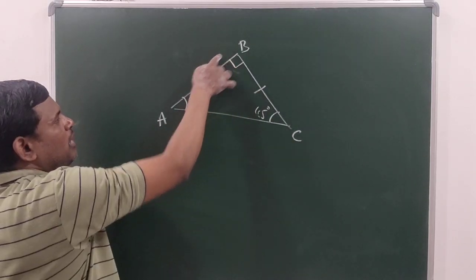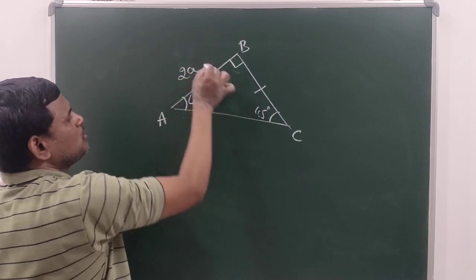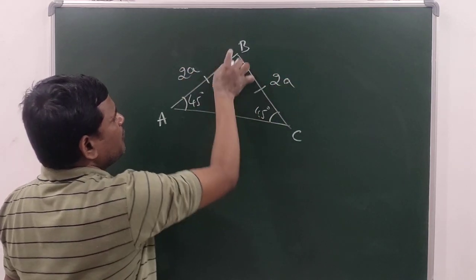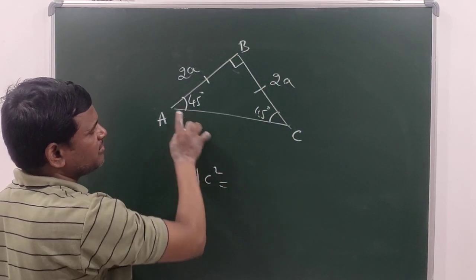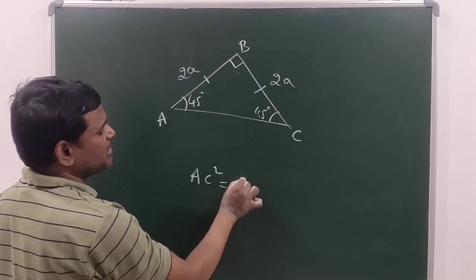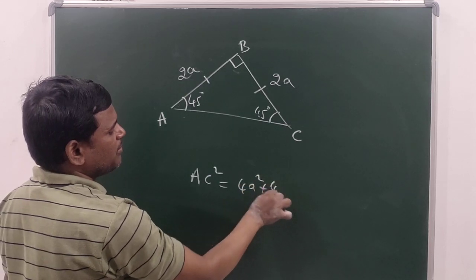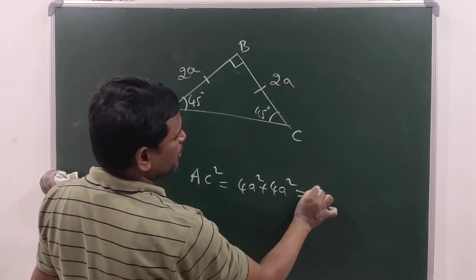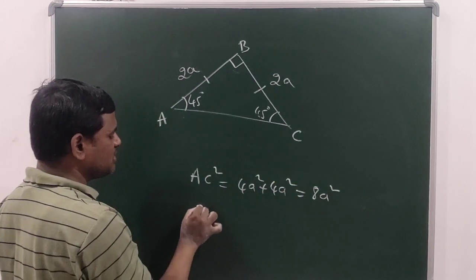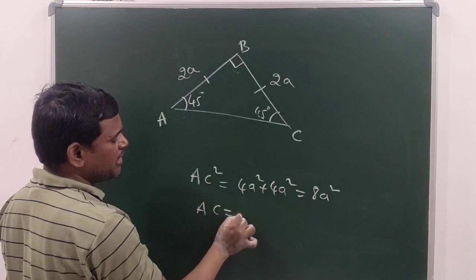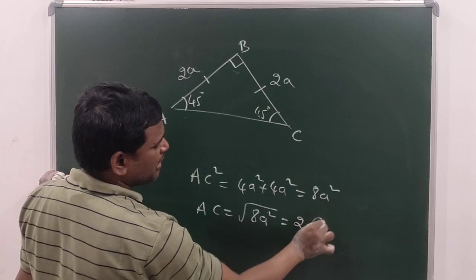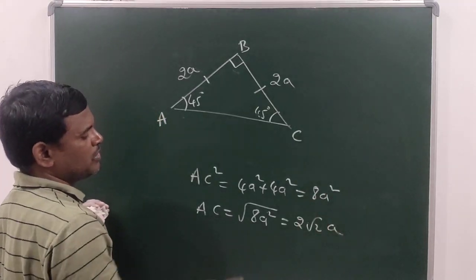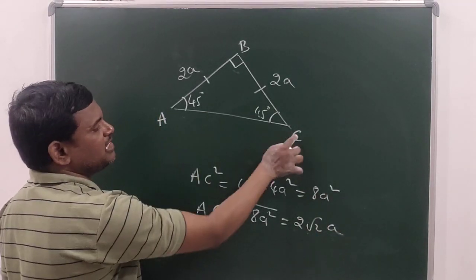Now I would like to consider this equal side length as 2a. If this is 2a, then AC will be how much? AC square, hypotenuse square, equals side square plus side square, 4a square plus 4a square, which is equal to 8a square. When you take the square to the other side, you will get root of 8a square. If you simplify this, you will get 2 root 2 into a, that is AC.